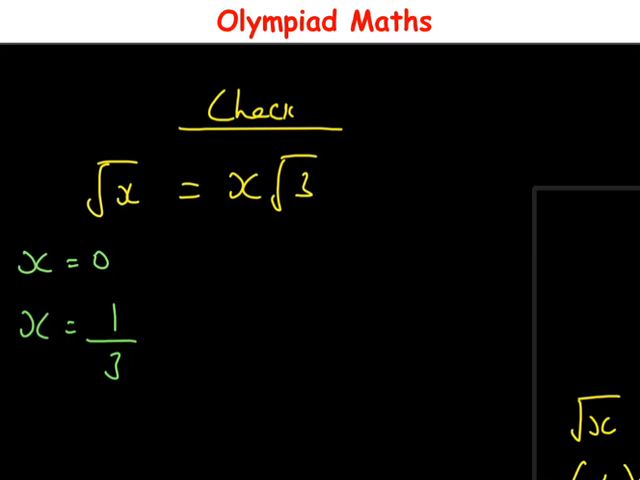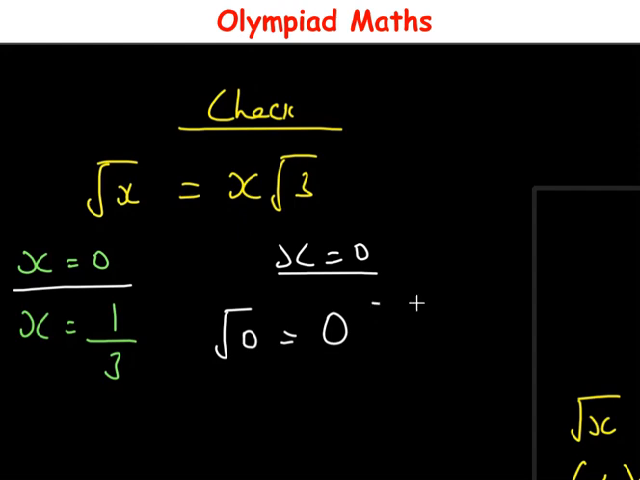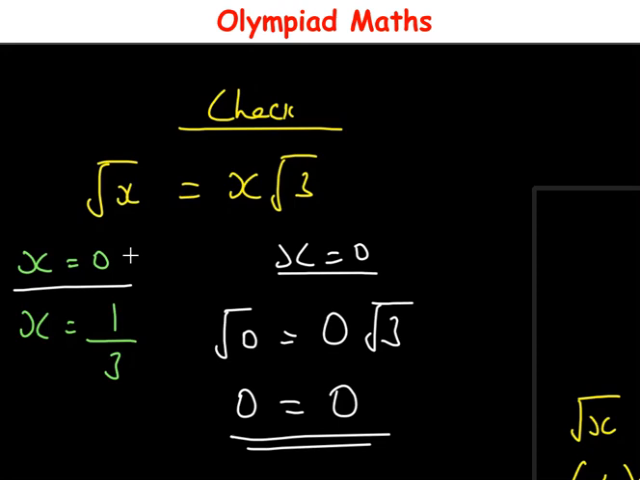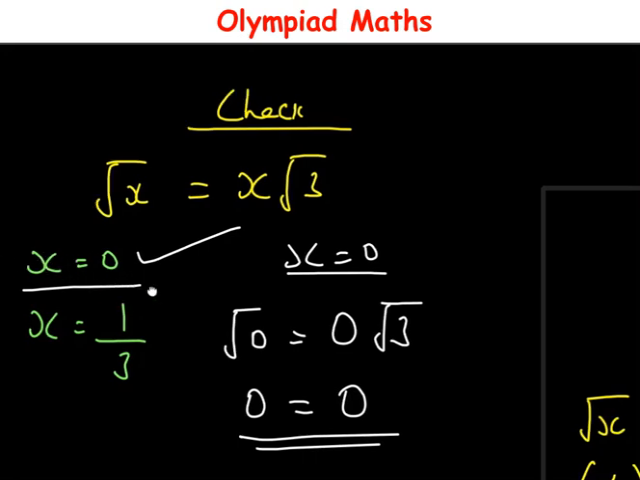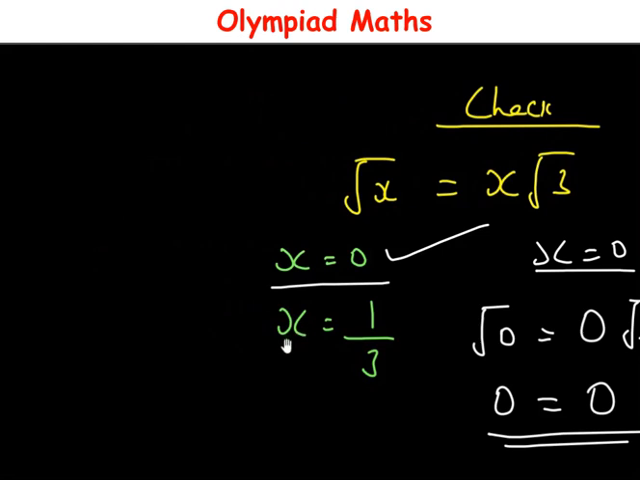So then, for the first value of x, that x equals 0, input x as 0 into this equation. So root 0 is equal to x, which is 0, times root 3. Root 0 is 0, which equals 0 times root 3, which is 0. So with this, okay, this means that the value of x as 0 is the correct solution because 0 equals 0.